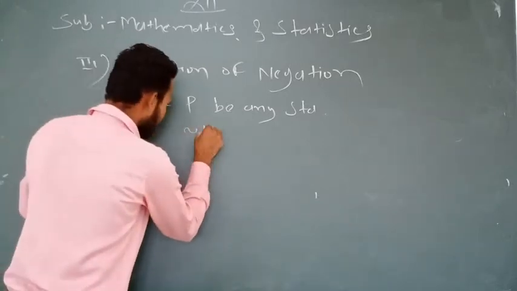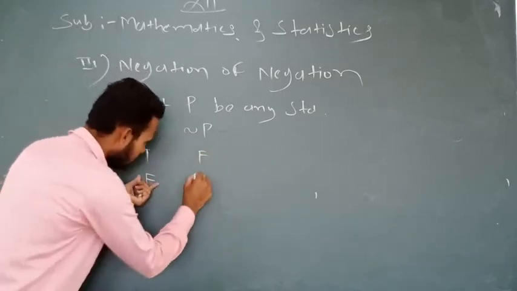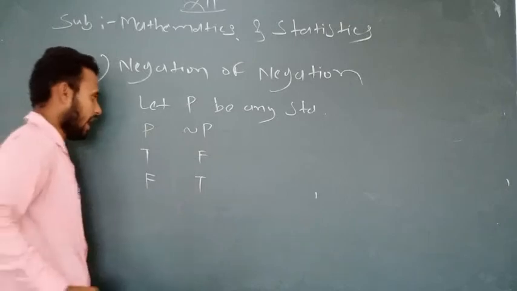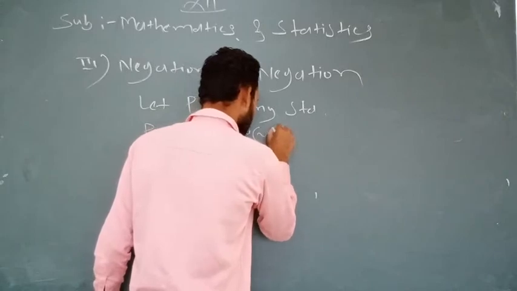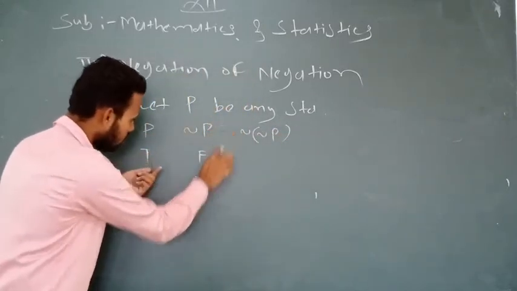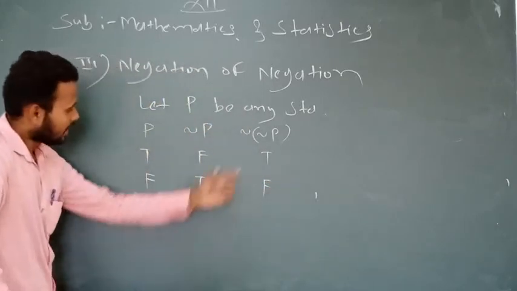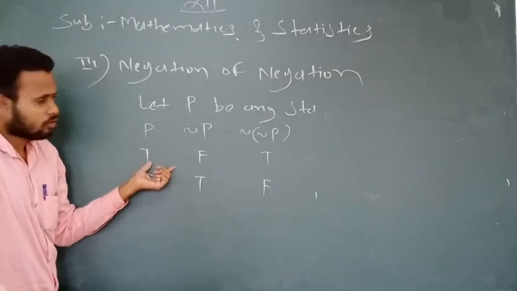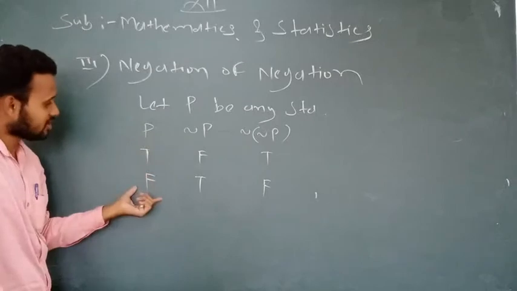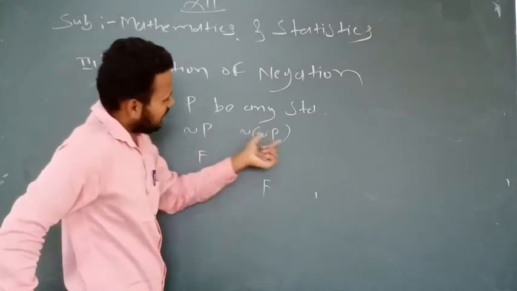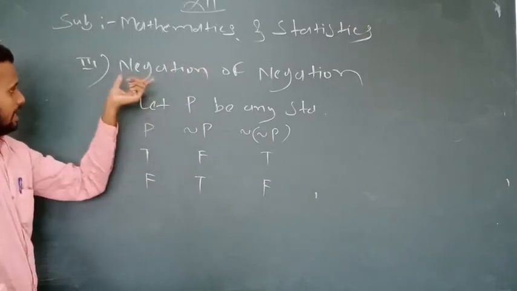Now if I take the negation of that statement P, the negation of T is F and the negation of F is T. Then again I take the negation of that negation, the negation of the negation of P. In the truth table we observe that this column is the same as the original statement P. So the negation of the negation of P is the required statement P.